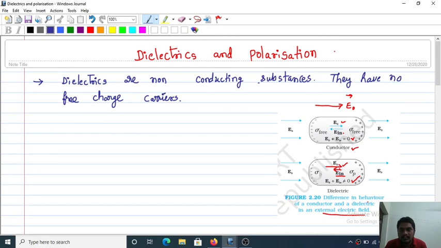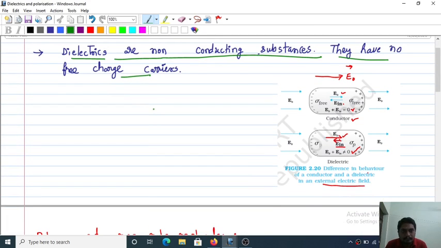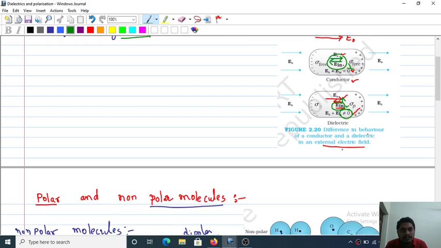Dielectrics are non-conducting substances, they have no free charge carriers. When they are placed in an external electric field, an induced electric field develops inside. In the case of conductors, the induced electric field is equal in magnitude to the outside electric field, therefore the net electric field will be 0. But in this case, the induced electric field is somewhat less than the external electric field, therefore the net electric field will not be 0. So why is it like that?